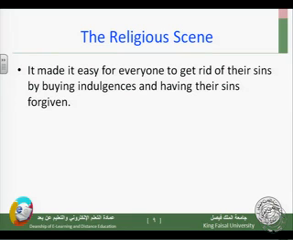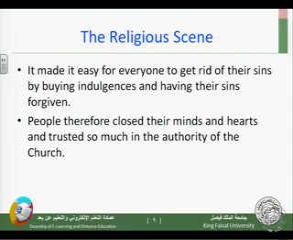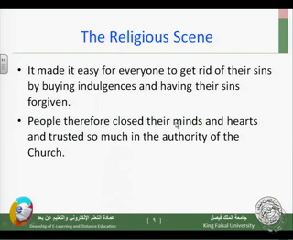So it was very easy for people to make mistakes and to sin, because if you sin, you know the solution. You go to the church, buy indulgences, and then your sins are forgiven. People therefore closed their minds. It was stagnation. They closed their minds and hearts and trusted so much in the authority of the church. They believed in everything that the church said, right?